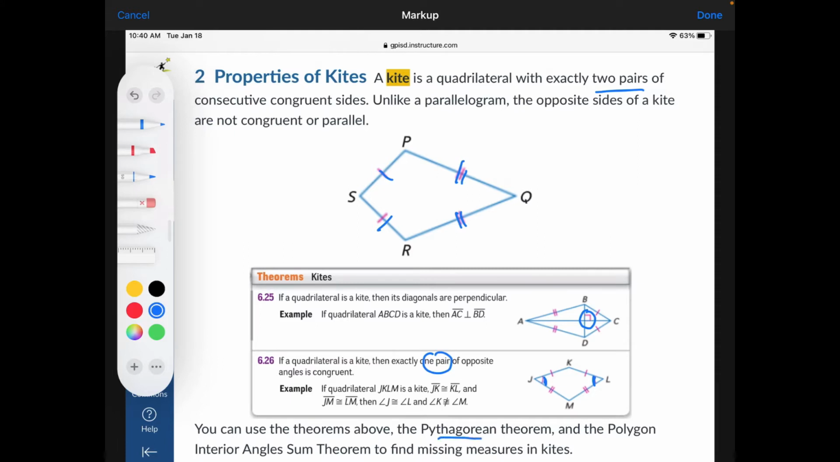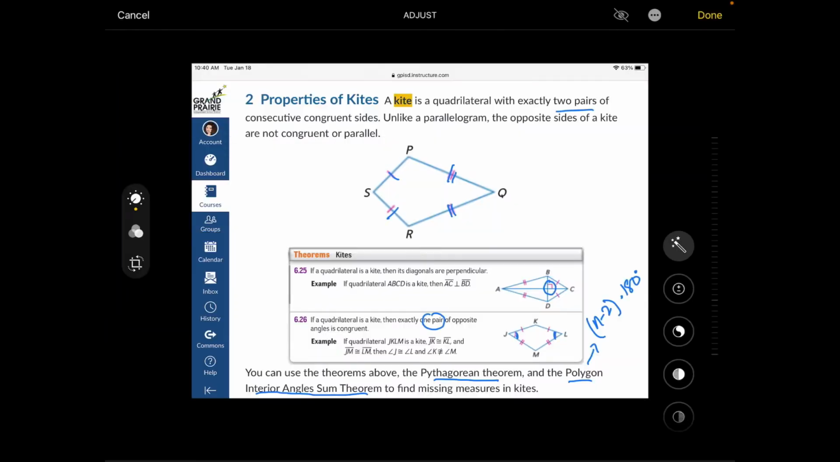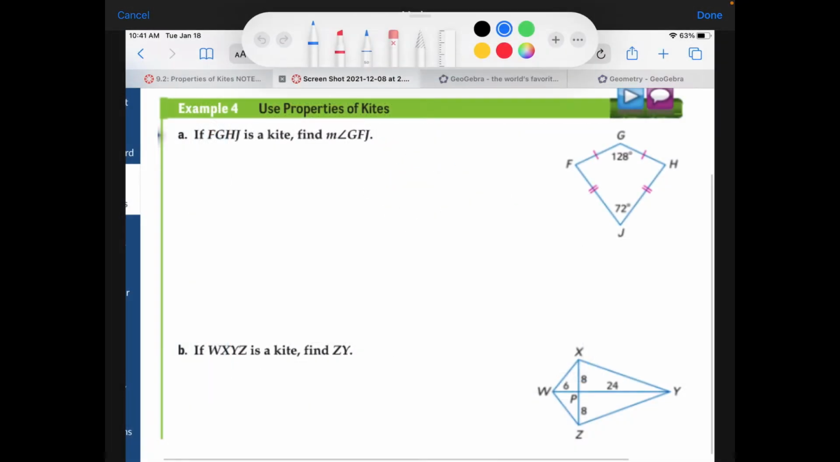So we can use these theorems that we just talked about, but we can also use the Pythagorean theorem to find missing side lengths, and the polygon interior angle sum theorem. Remember, it's the n minus 2 times 180 formula. We're going to use all these tools that we've already learned in the past to help us answer some of these questions. So it says here that this is a kite, FGHJ.